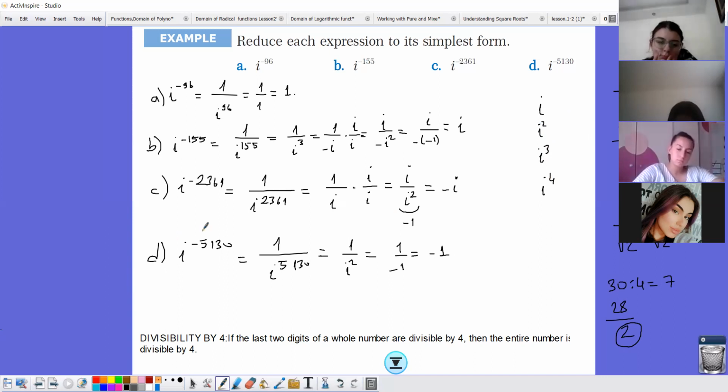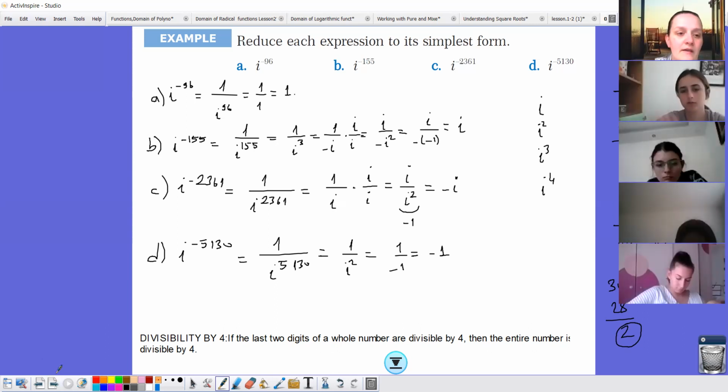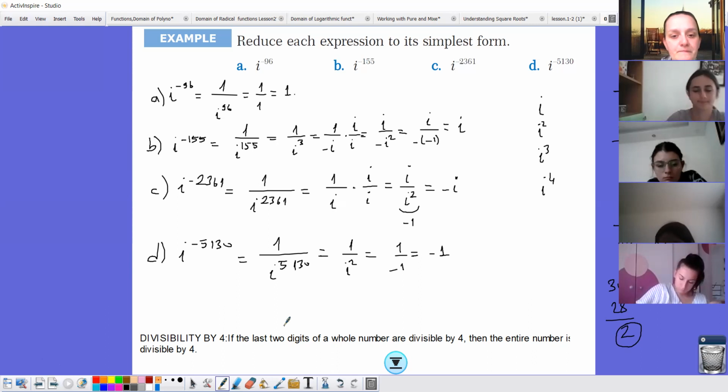Can I continue to the next one to see what kind of questions we have? Yes. Teacher, at the D, we directly got I squared, so we don't need to do the other one. Yes, because I squared is minus 1. But if you have only I in the denominator, you need to make it square.